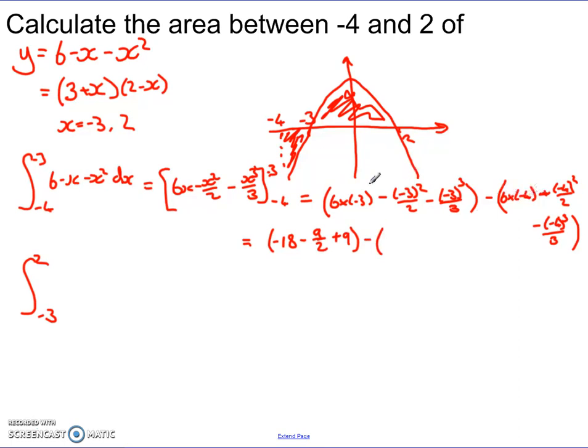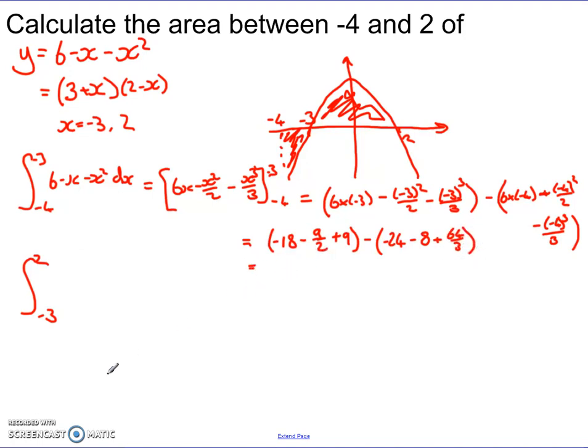Then take away, and it's the same sort of deal here. 6 times negative 4 gives me negative 24. Negative 4 squared is 16. Divided by 2 is 8. So it's then negative 24 take away 8. Then negative 4 cubed gives me negative 64. But it's minus minus, so that then becomes plus 64 over 3.